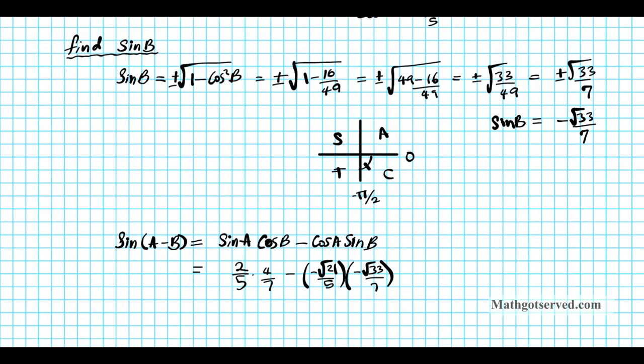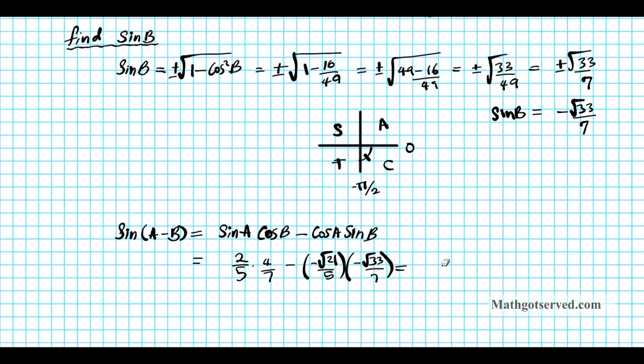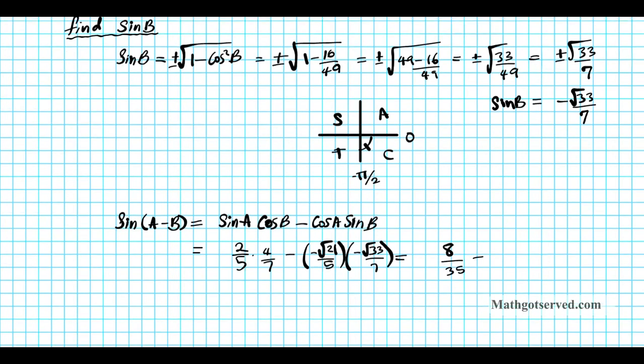If we multiply them together, we're going to get 8. Now these two minuses multiply to give you a plus. So this is 8 over 35 minus, if we multiply these two radicals together, we just multiply the radicands. It's going to be root 693 over 35. So that becomes 8 minus root 693, and the denominator is 35.